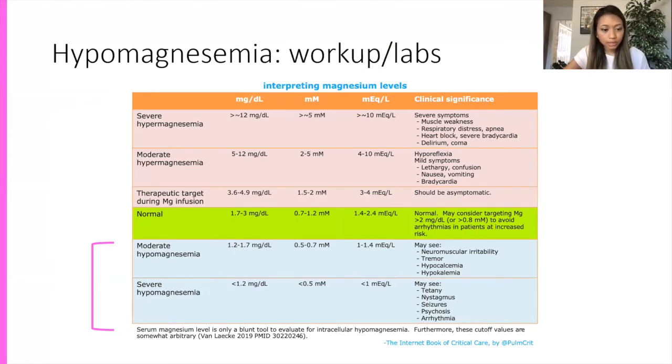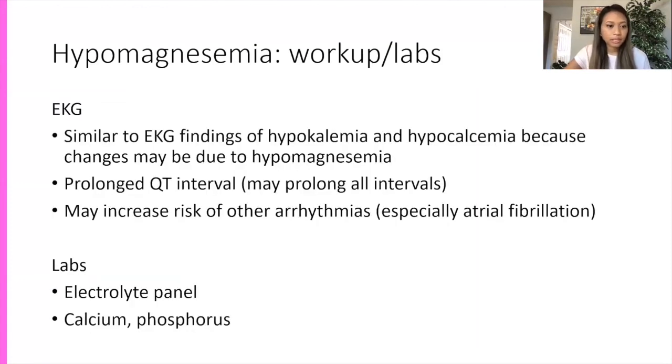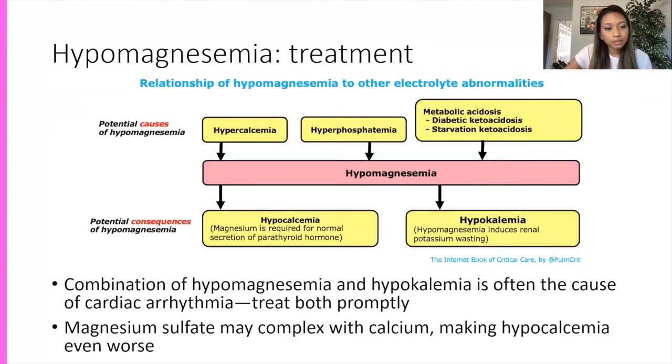Workup in labs, we're looking at the bottom two rows. So you'll see neuromuscular irritability, hypocalcemia, tetany, nystagmus, and seizures if the magnesium is really low. EKG, it's actually similar to the findings of hypokalemia and hypocalcemia because usually there's a concomitant issue with magnesium too. You'll see a prolonged QT. Usual labs, check electrolytes. So this is basically what I've been saying this entire time. If you have hypomagnesemia, the other electrolytes are probably out of whack as well.